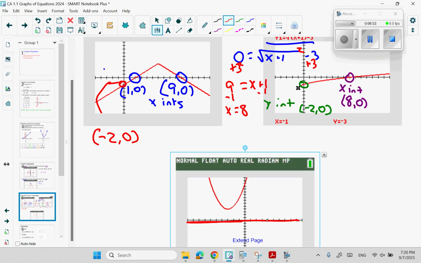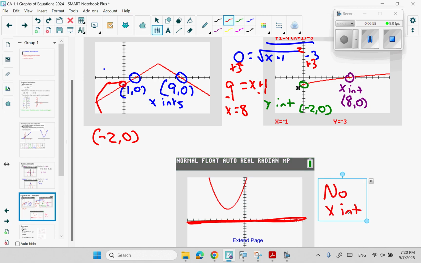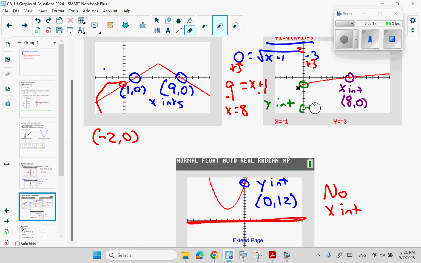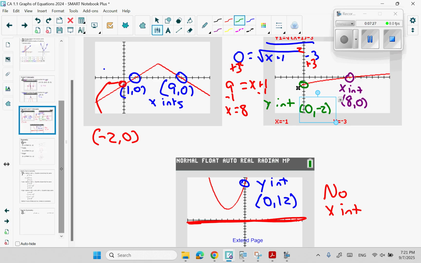Here we can see that we have no x-intercepts, because we never touch the x-axis. That's okay. And we get a y-intercept at 0, -2. I'm sorry. Goodness. On to the next one.